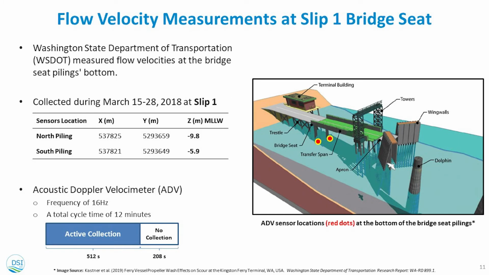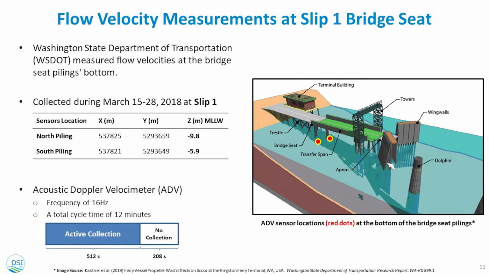The Washington State Department of Transportation collected data at a couple of locations over the period in 2018, basically at or near the base of a couple of pilings that we referred to as the north piling and the south piling. The ADVs, or acoustic Doppler velocity meters, were installed at different depths, and they're collecting data at a frequency of 16 hertz.